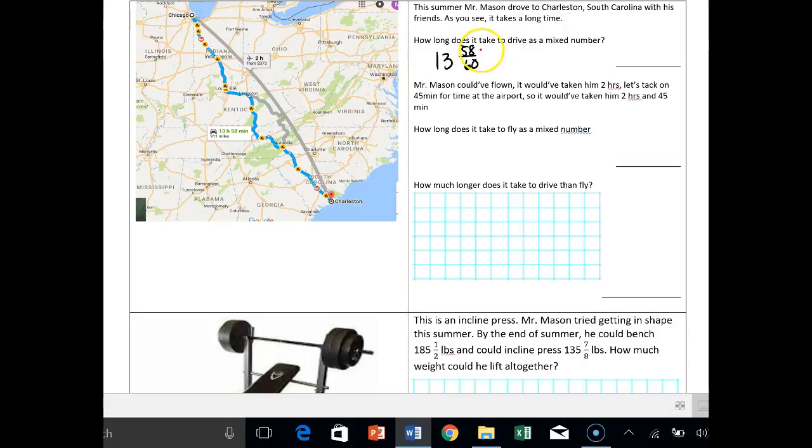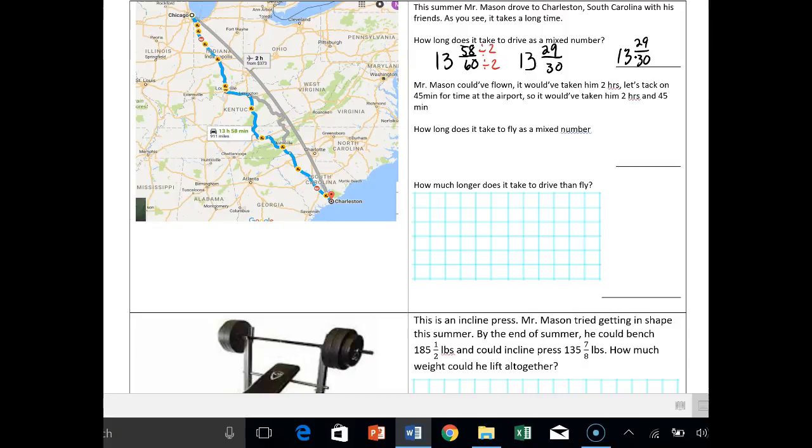Now, let's obviously simplify that. So divide by, let's call it 2 first, and that's 58 divided by 2 is 29, right? Because 60 divided by 2 is 30, right? So as a mixed number, that's 13 hours and 29/30ths of an hour, right?